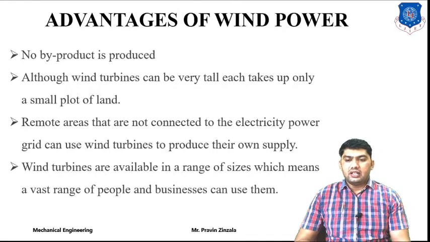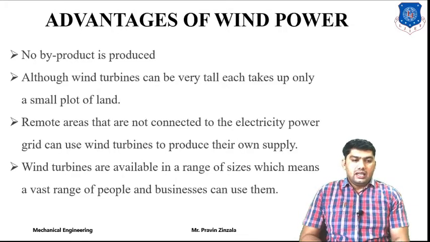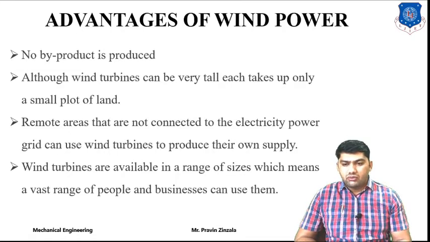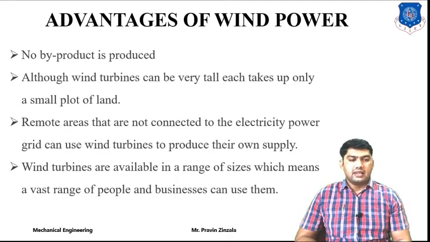The next advantage is that wind turbines are available in a range of sizes, so a vast range of people and businesses can use them. Windmills are available in many sizes, from kilowatt to megawatt range. According to the applications and requirements, we can utilize the windmill. In power generation, windmills of 1 megawatt, 2 megawatt, 5 megawatt, or up to 15 megawatt are utilized. But on a small scale, we can also generate electricity for different purposes.